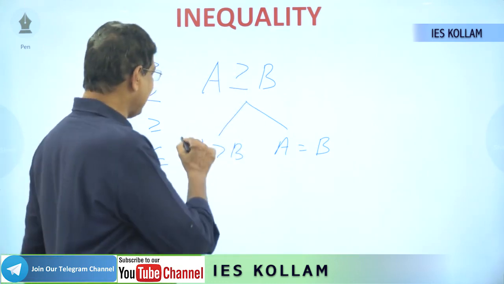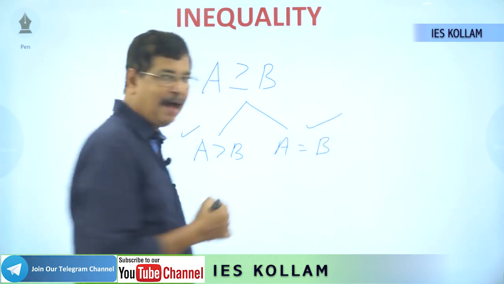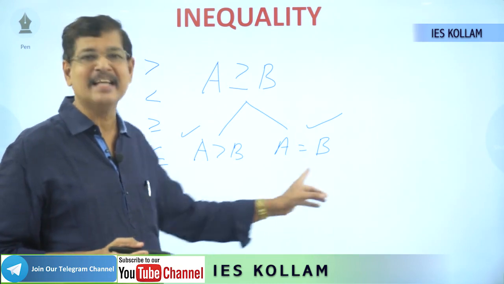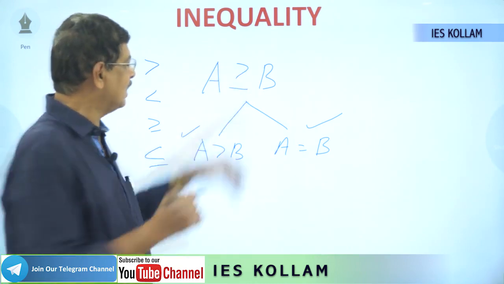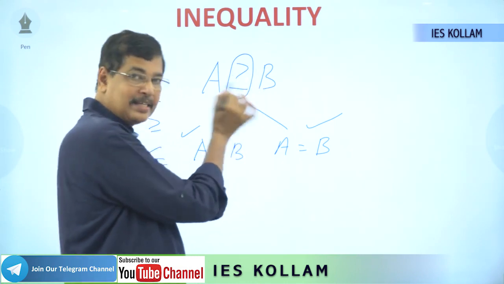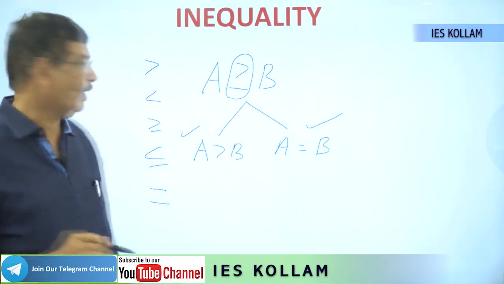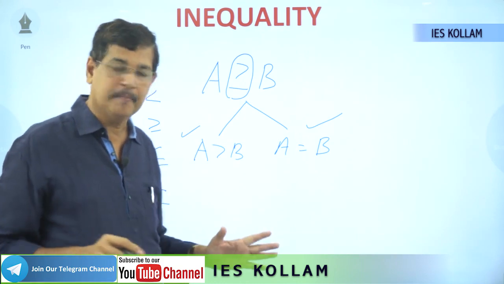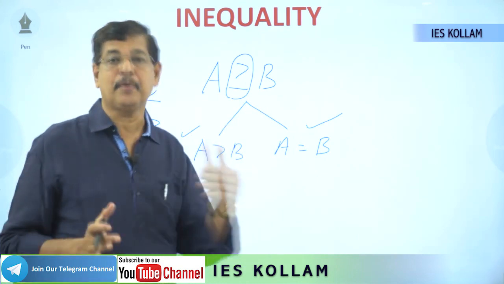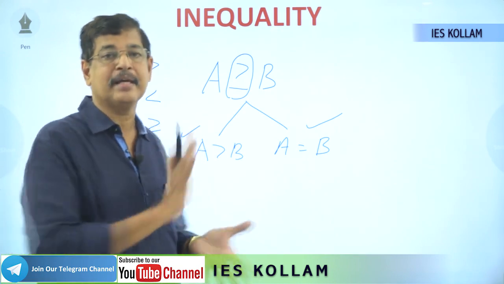If both choices are possible, you can use either A greater than B or A is equal to B. You can use the symbol as either-or. Never independently A greater than B, that will be wrong. A is equal to B, that also will be wrong. No doubt. That basic idea you have to acquire, then only can we do the other sections.